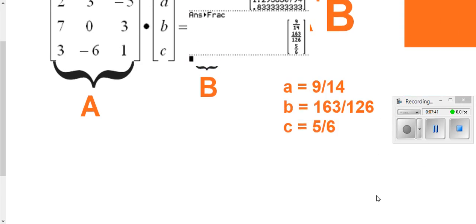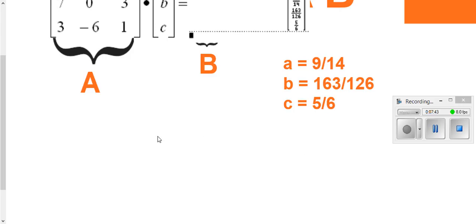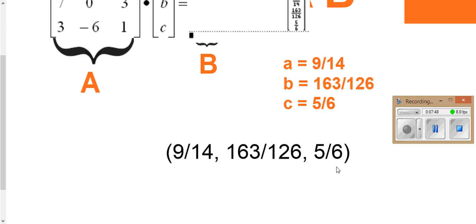Now I could write this as an ordered triple. It would have to be in alphabetical order, so I would get the following. So here's my ordered triple, which would be a point in space. How far to go left and right, how far to go forwards and backwards, and how far to go up and down in space from a given point.